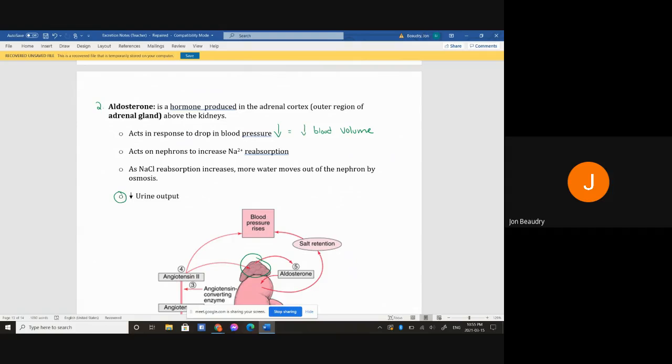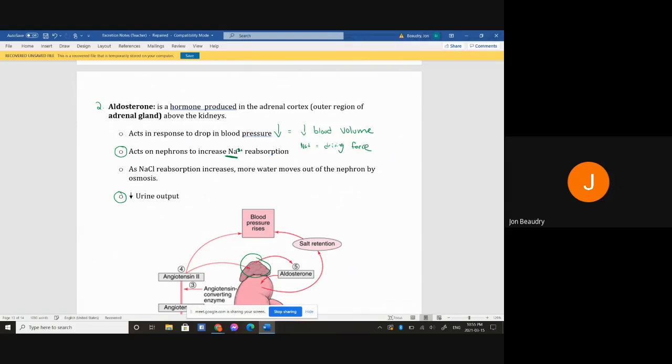So, this is what I'm talking about when I say the mechanism behind aldosterone is different than ADH. It's acting on nephrons to increase not H2O reabsorption, but sodium reabsorption. Sodium reabsorption as opposed to H2O reabsorption. Please remember that sodium is my driving force.